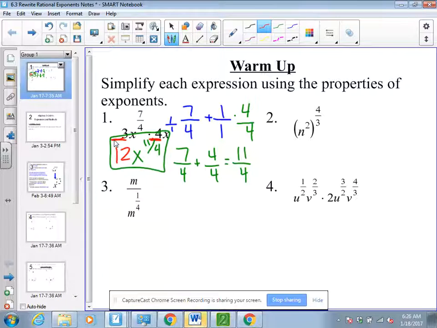In number 2, I'm going to apply my power to a power property, which means I'm going to multiply my exponents. So I have 2 over 1 times 4 over 3. With multiplication, you do not need a common denominator. I'm just going to multiply straight across. I'm going to get n to the 8/3.